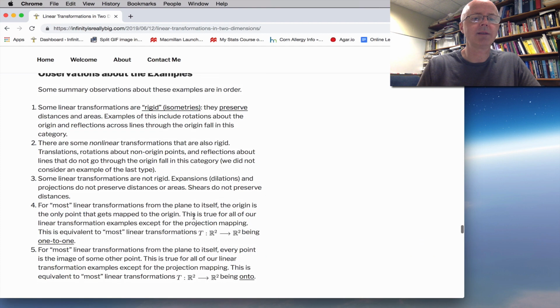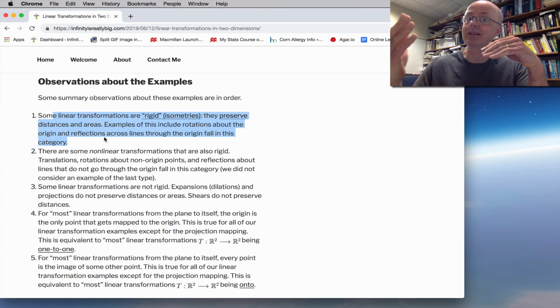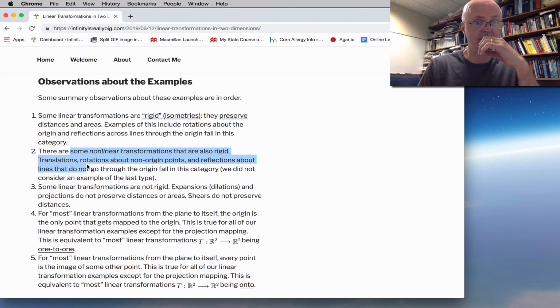Here are some observations about the examples that I've actually mentioned to some degree already. Some linear transformations are rigid isometries. They preserve distances and areas. For example, rotations about the origin and reflections across lines through the origin, which I didn't mention yet, fall in this category. If you reflect across a line that's not through the origin, that actually ends up being nonlinear. There are some nonlinear transformations that are also rigid. Distances and areas are preserved. Translations, rotations about non-origin points, and reflections about lines that do not go through the origin fall in this category.